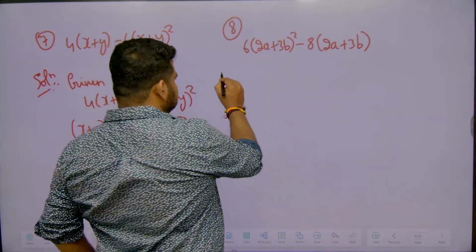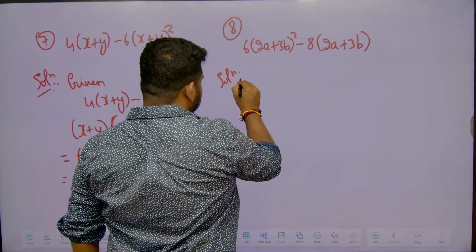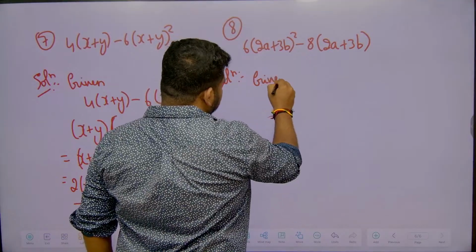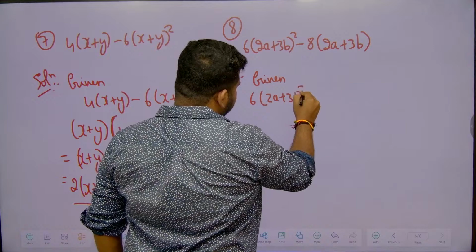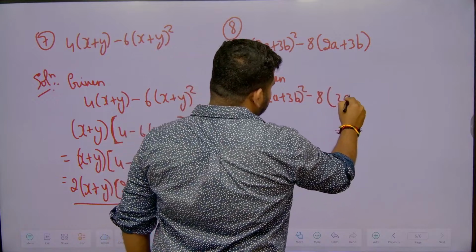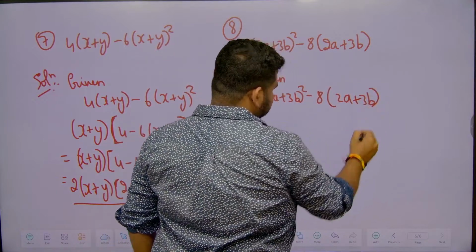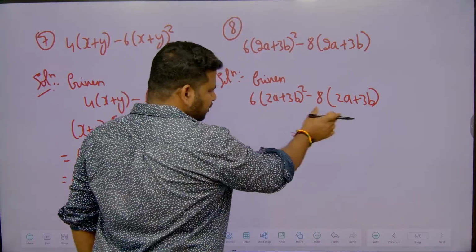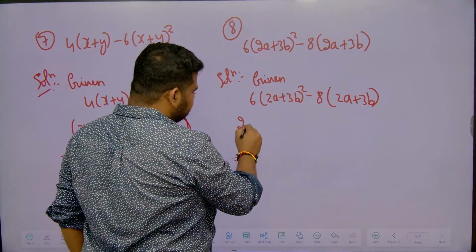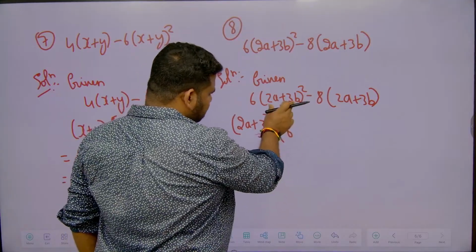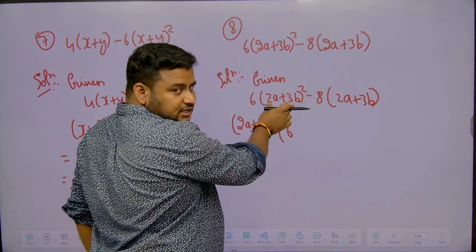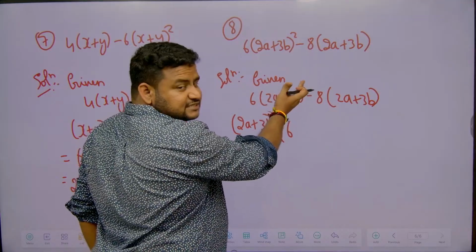But before that, solution, write what? Given 6 times (2a plus 3b) whole square minus 8 times (2a plus 3b). Now, I can take what? 2a plus 3b outside I can take. So this will become 2a plus 3b into 6 times (2a plus 3b). One time if you take it outside, another one 2a plus 3b will be there because this is square.